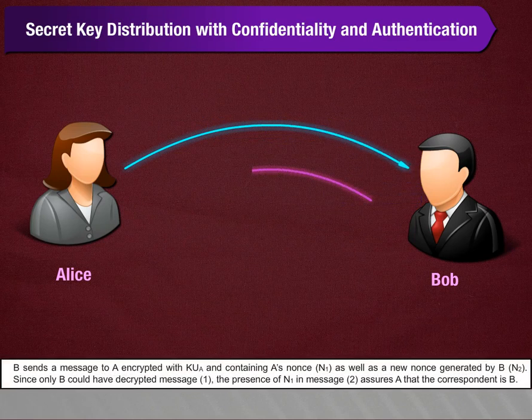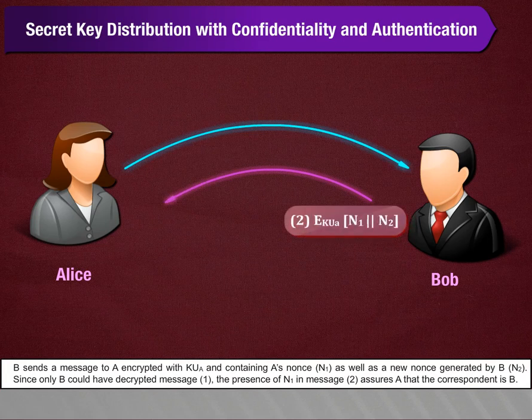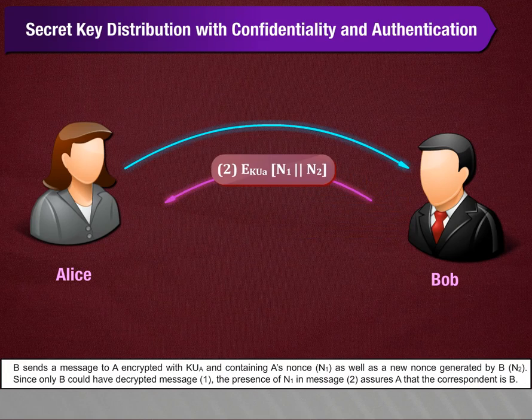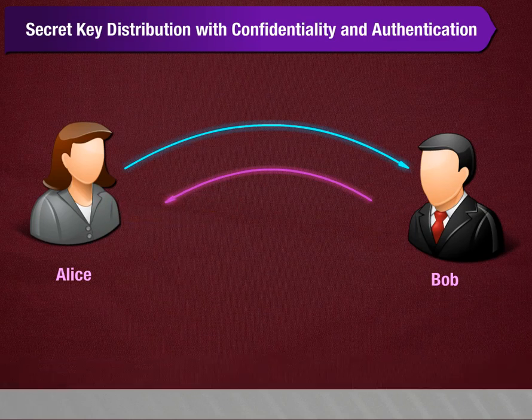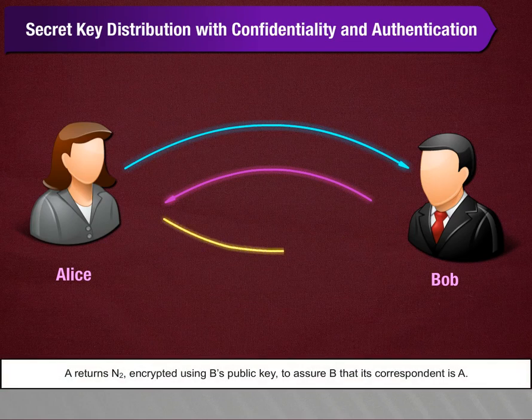B sends a message to A encrypted with KUA and containing A's nonce N1 as well as a new nonce generated by B, N2. Since only B could have decrypted message 1, the presence of N1 in message 2 assures A that the correspondent is B. A returns N2, encrypted using B's public key to assure B that its correspondent is A.